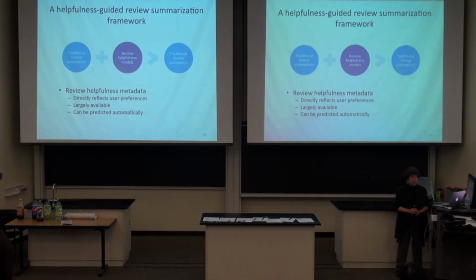And we felt that this approach had a number of advantages. First, as we've already seen, helpfulness data is largely available on many sites. So it's easily available, and it directly reflects user preferences, so we get around trying to figure out what helpfulness means. The humans get to do that, not the computer. And even if it wasn't available, based on the first part of the talk, we believe we have ways of predicting it.